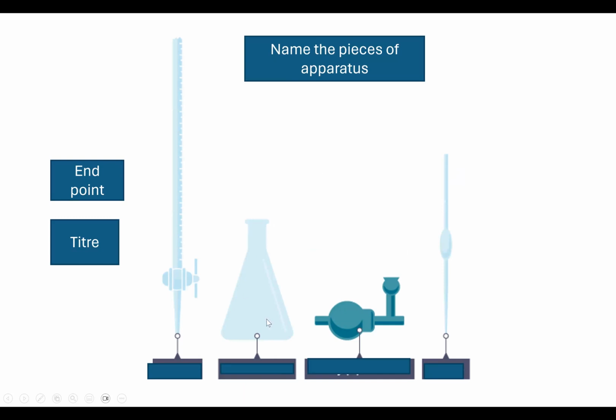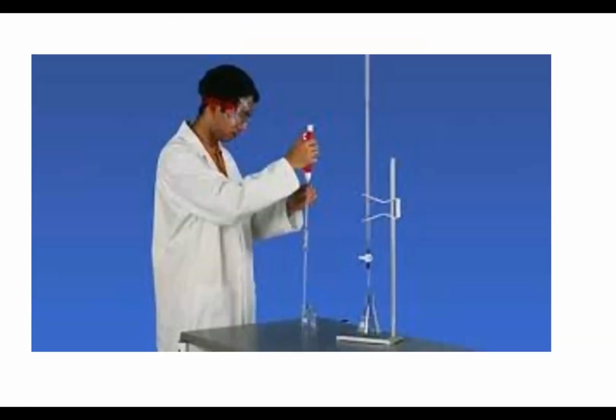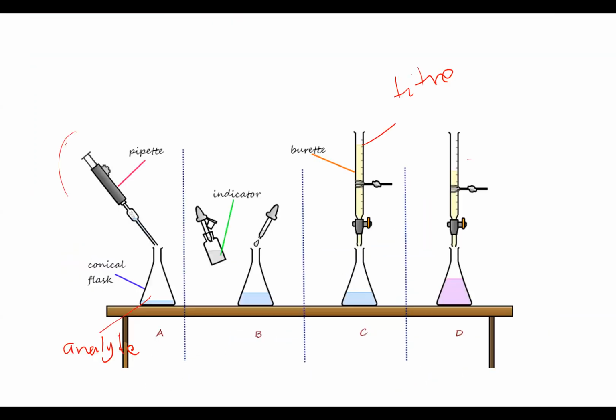The pieces of apparatus that we have are the burette, conical flask, safety pipette filler, as well as pipette. And we also have the end point that we're looking for. And the titrant is the solution that's going to be in the burette, and the analyte is going to be the solution in the conical flask. For now, we're just going to focus on the calculations, not on the process itself. But that would be the setup.